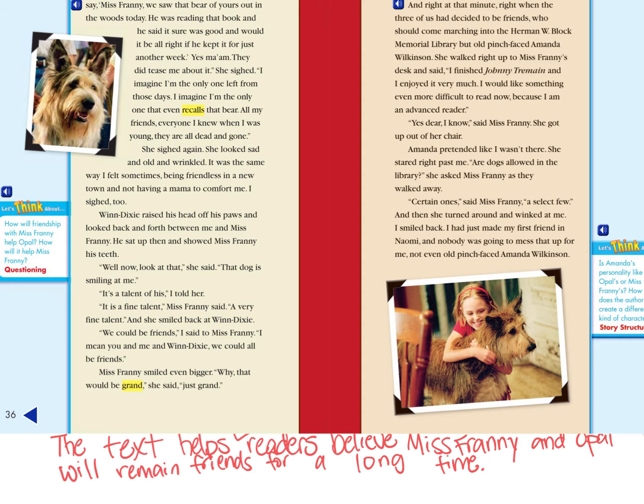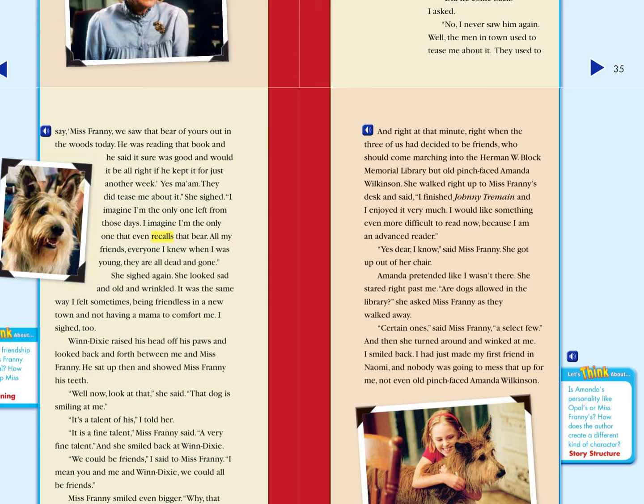Now I'm also noticing as I keep reading, it tells me, "And right at that minute, right when the three of us had decided to be friends, who should come marching into the Herman W. Block Memorial Library but old pinch-faced Amanda Wilkinson. She walked right up to Miss Franny's desk and said, 'I finished Johnny Tremaine, and I enjoyed it very much. I would like something even more difficult to read now because I am an advanced reader.'"